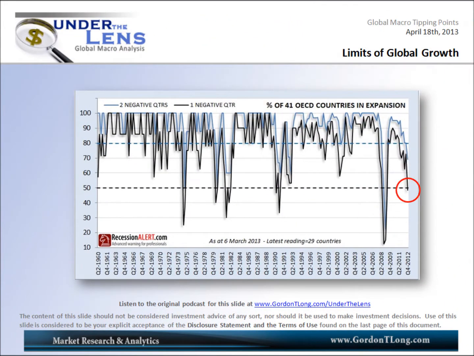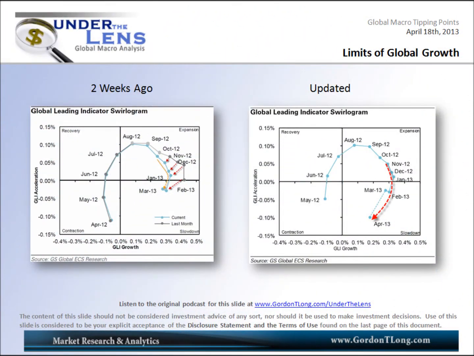The recent OECD report makes this graphically quite clear, with only 41% of countries actually in expansion as opposed to 59% in contraction. Don't confuse contraction with slow growth. Contraction is negative growth. The Goldman swirlogram, which I often show here and in the monthly report, is steadily worsening. In fact, it is accelerating towards contraction from within the slowdown quadrant.